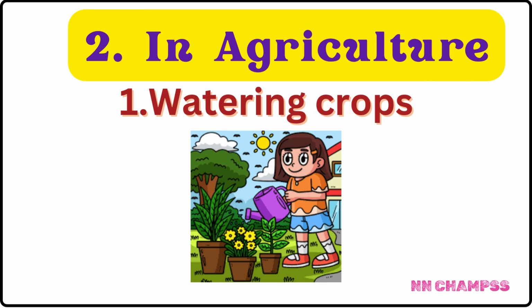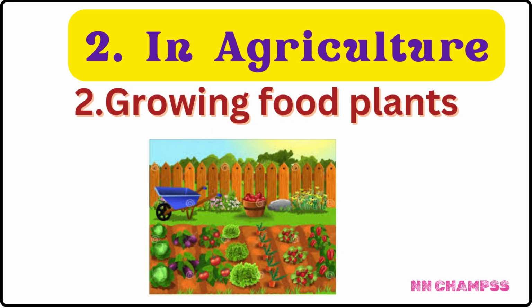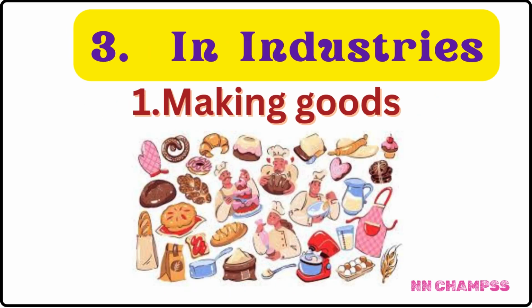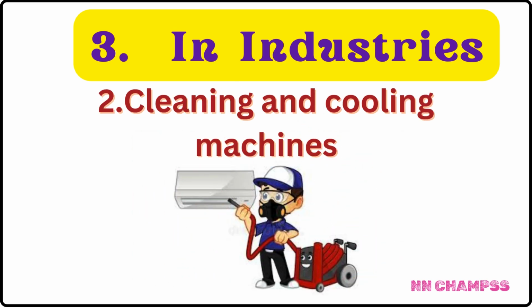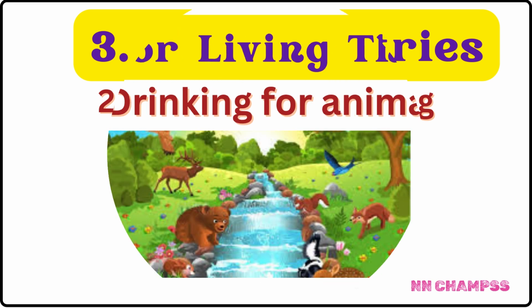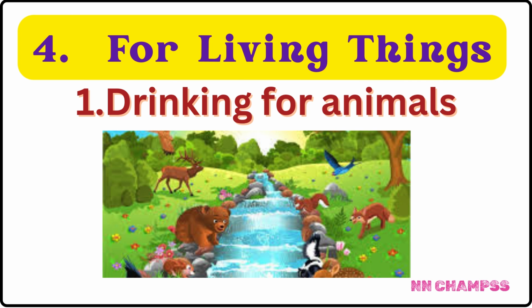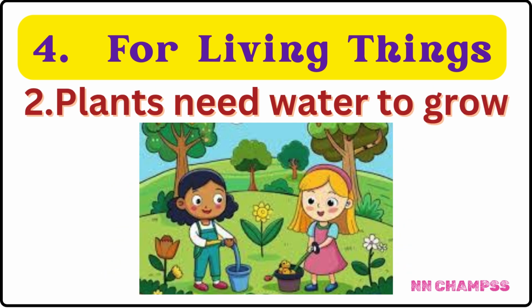In agriculture, we will use water for watering the crops, growing food plants. In industries, we will use water for making goods, cleaning and cooling machines. Animals will use water for drinking. Plants will use water to grow.